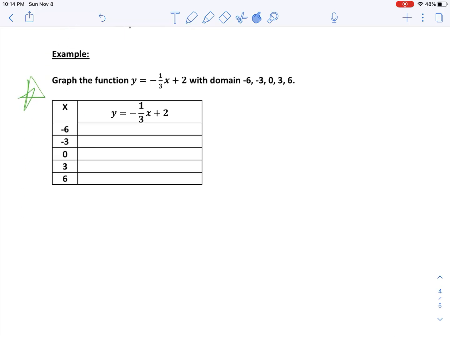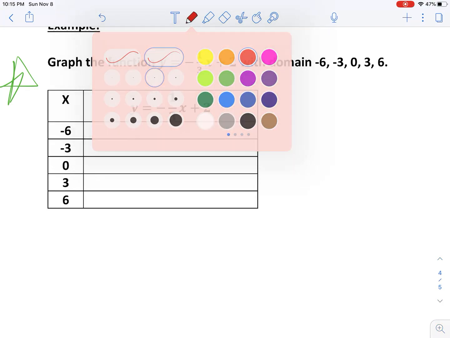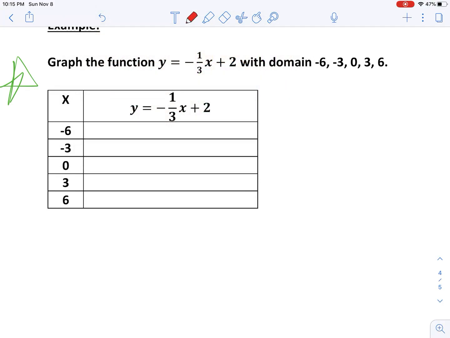Now, if we take a look at our next example, it's very similar to what we did 2 examples ago. It says graph the function -1/3 x plus 2 with the domain -6, -3, 0, 3, and 6. Again, I've already filled in the domain part of the table for you because there's no negotiation on it. That is what it is. But in this case, I'm going to plug in -6, -3, 0, 3, and 6 all into there, and I'm going to see what I get.